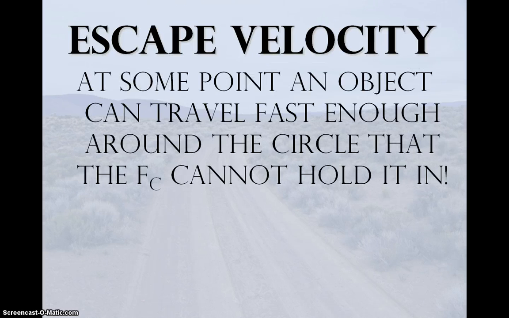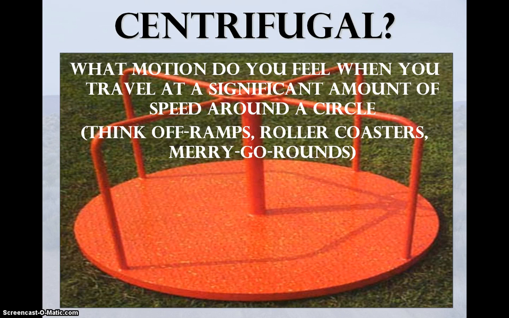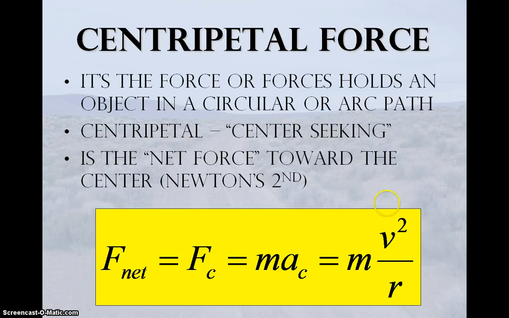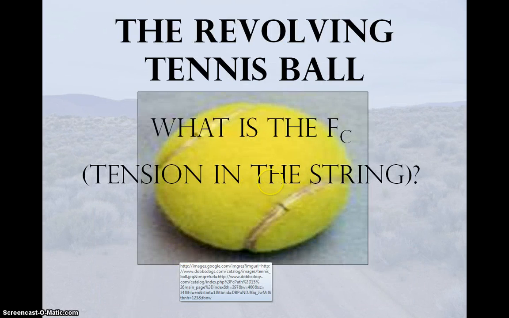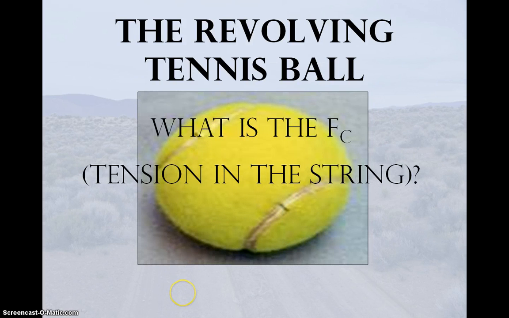Alright, so we have the idea of escape velocity. This really means that at some point your velocity can get so fast that you overcome the centripetal force. So let's go back and look up here at this math equation, okay? What this means is if your velocity gets so big that the centripetal force cannot hold it anymore, this term would get bigger than this term. And typically there would be some limitation to the centripetal force. Like in this example, the limitation would be the string. At some point the string would snap.